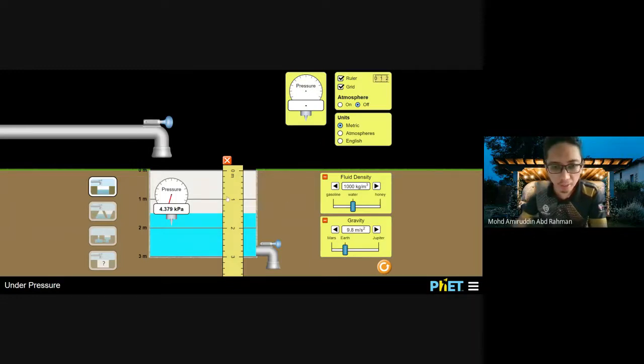Then next, you need to fill out. You can see that when you move around the pressure cloud, there is a different pressure of water. As you go deeper into the water, the pressure increases. Now you turn on the tap, and you see that the pressure also changes.